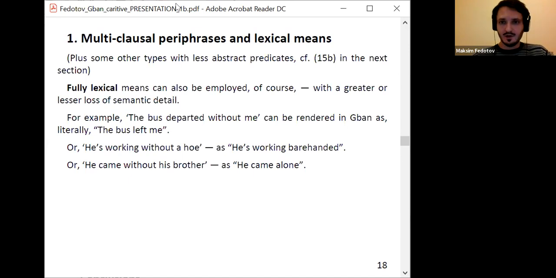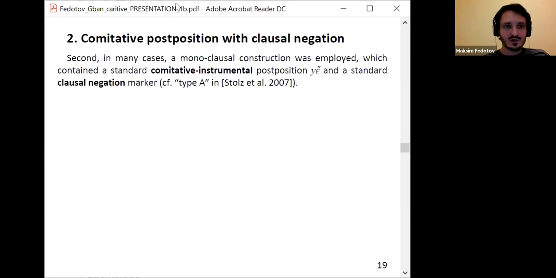Okay, so this is all very probably banal. What is more interesting is the use of comitative with causal negation, and this is the second most frequent strategy in Gban. In many cases, a monoclausal construction was employed, which contained a standard comitative instrumental postposition yeah, and a standard causal negation marker.